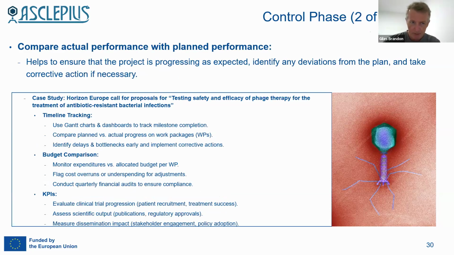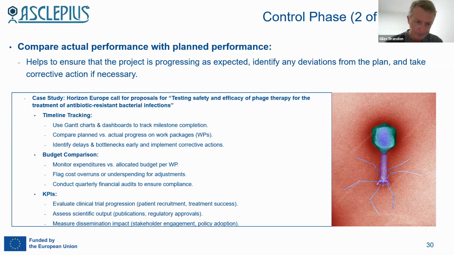Comparing actual performance with planned performance. So how can we do this in the context of our case study? There's timeline tracking. We can use Gantt charts. We can compare planned to actual progress and work packages. We can identify delays and bottlenecks.